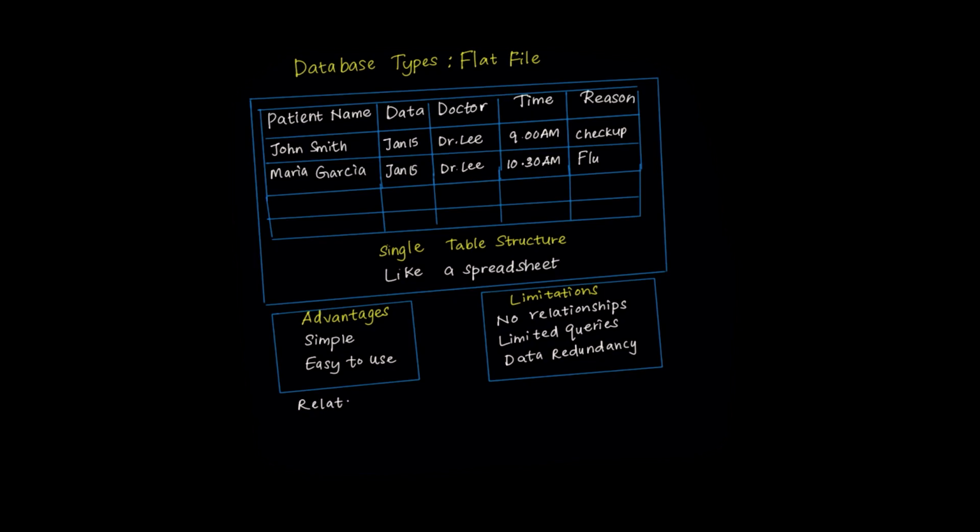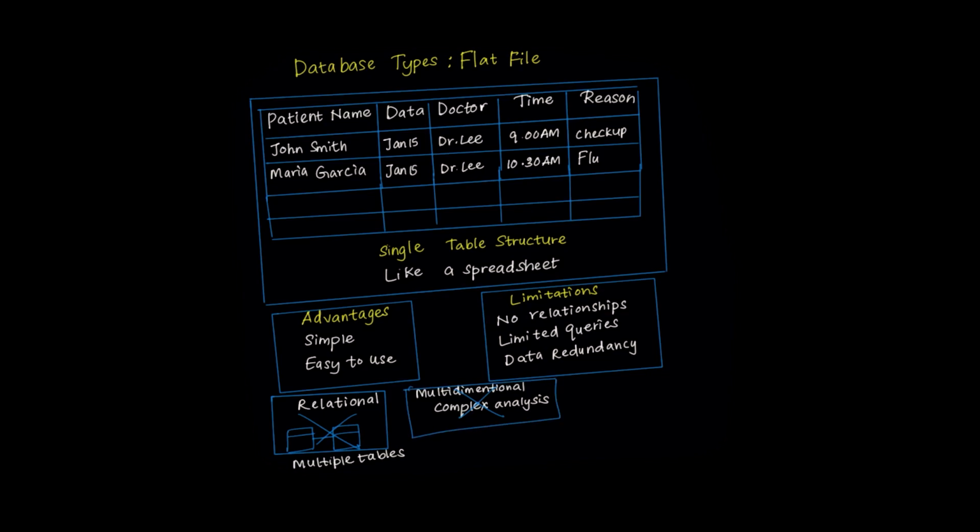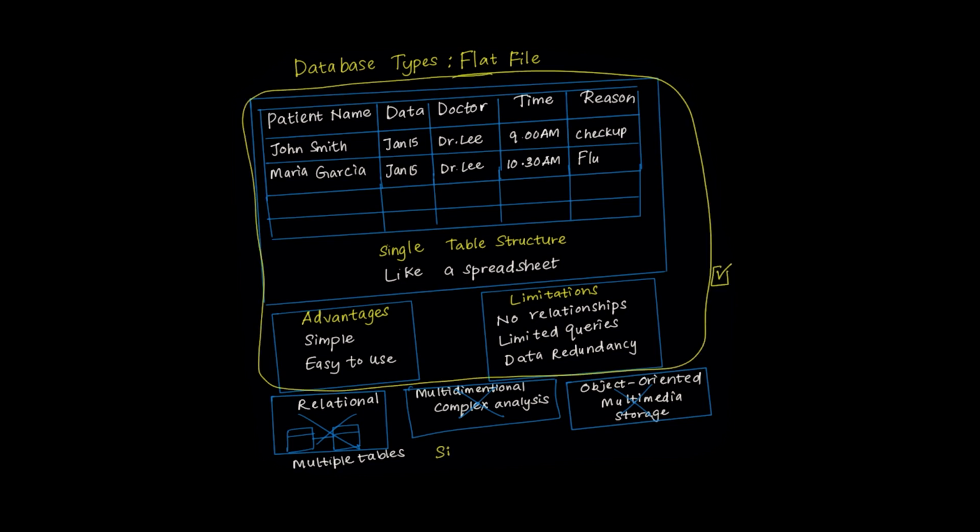Relational databases are much more sophisticated, using multiple connected tables linked by key fields that can relate patients to appointments to doctors without redundancy. Multidimensional databases enable quick processing from multiple perspectives for complex analysis, far beyond a simple spreadsheet. Object-oriented databases store complex multimedia content, like images and videos, not just simple rows and columns of text and numbers. Flat file databases work fine for very simple applications, but quickly become inadequate as data complexity grows.